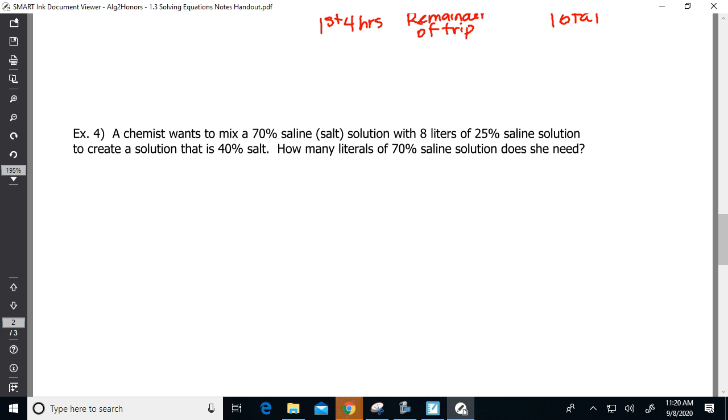Problem 4. A chemist wants to mix a 70% saline salt solution with 8 liters of a 25% saline solution to create a solution that is 40% salt. How many liters of 70% salt solution does she need?